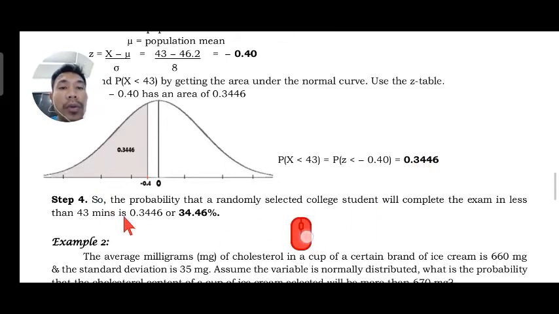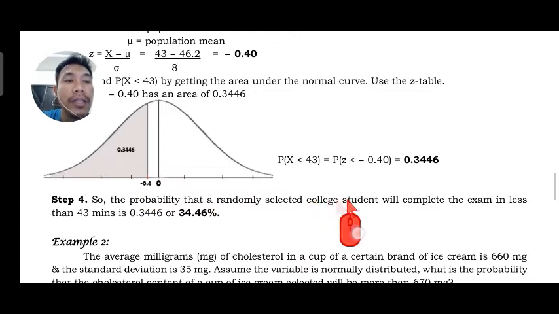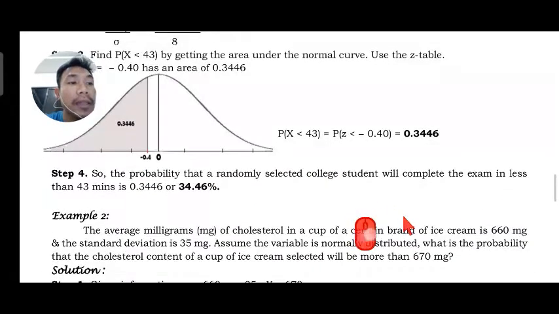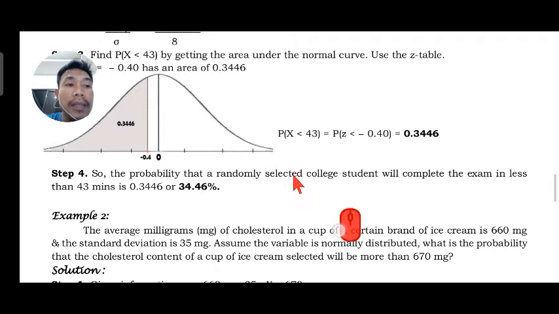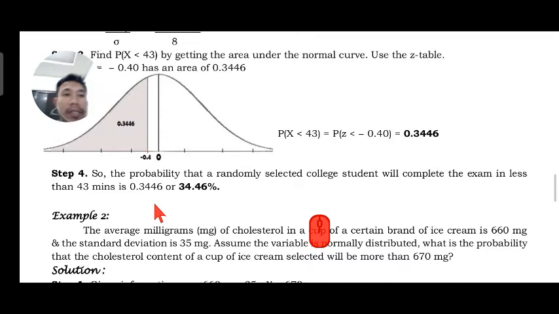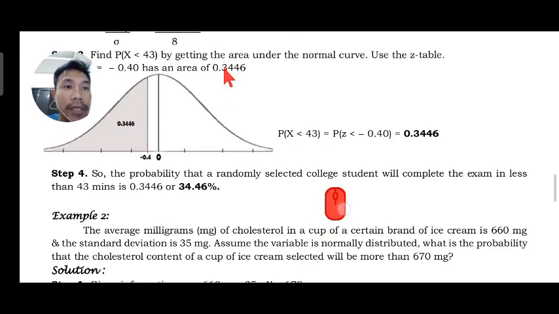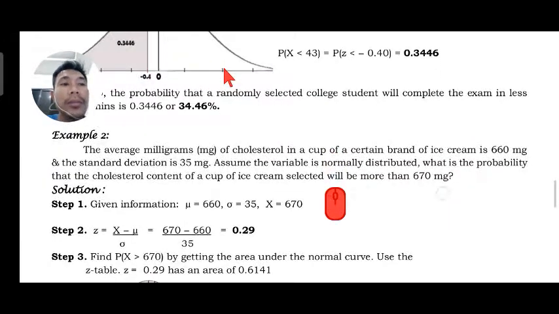So step number 4. The probability that the randomly selected college student will complete the exam in less than 43 minutes is 0.3446, or if you convert it into percent, that is 34.46% of the students will complete the exam in less than 43 minutes. Okay, so that's how to use our Z table. We'll go to example number 2.